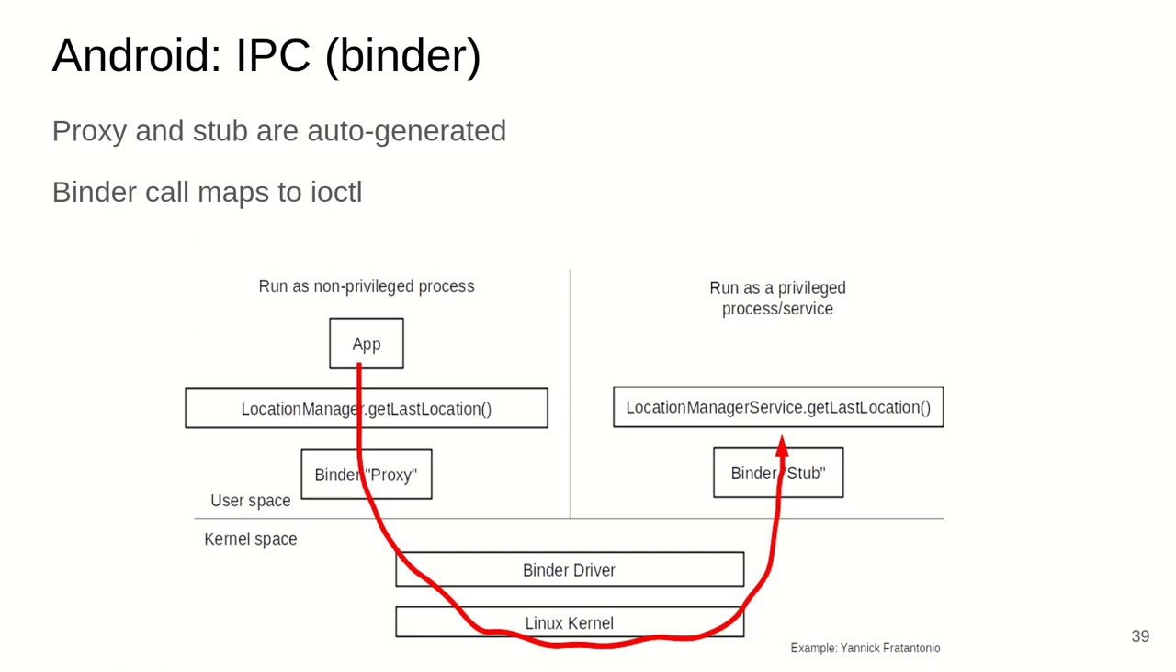So the app runs as a non-privileged process. If it calls location manager get last location, as we've seen in the example before, there's a binder proxy where it goes to the Linux kernel binder driver, then to the stub on the other hand, the privileged process service that keeps track of the location, which then returns the data back to the app that had the permission. So it allows accessing sensitive data at an overhead of a couple of process switches, where it delegates the privileged information to this service on the other end.